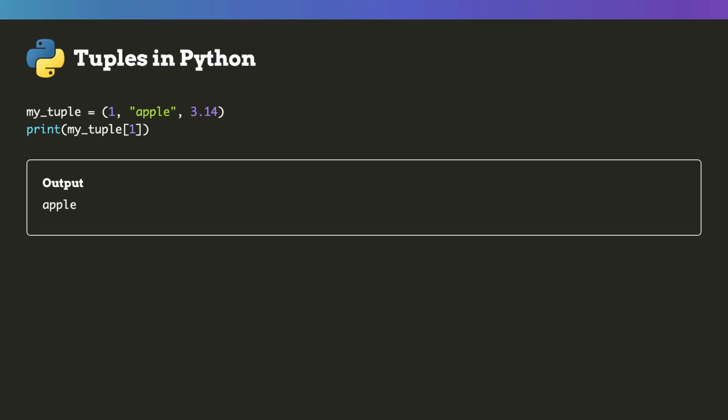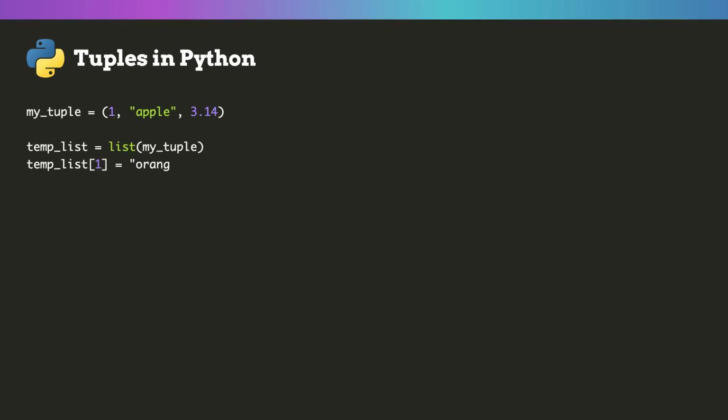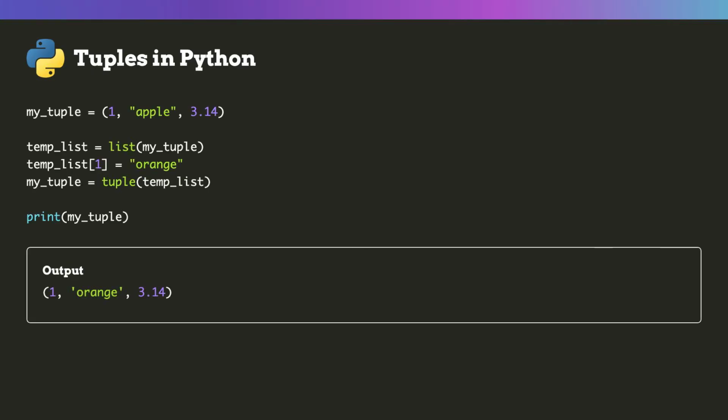To access elements in a tuple, you use the index of the element, starting from 0. However, remember that tuples are immutable, so if we try to change an element, Python will raise an error. But if you really need to change something, you can convert the tuple to a list first, change the value, then convert it back to a tuple. Now my tuple has orange instead of apple.